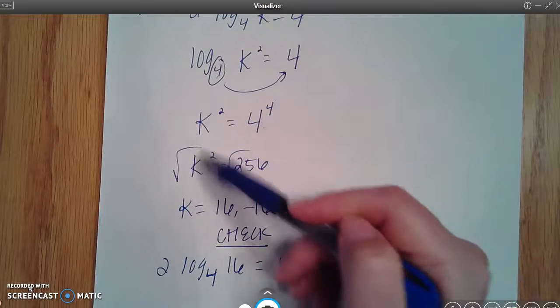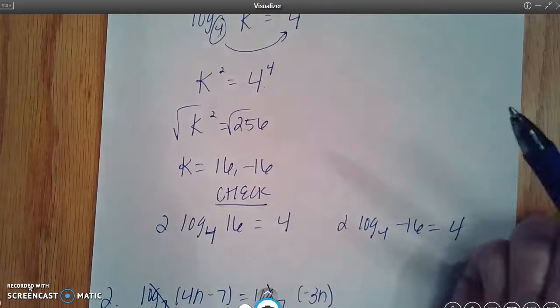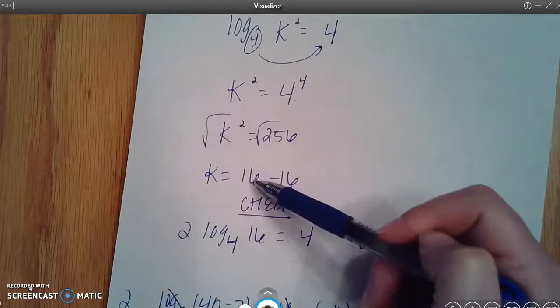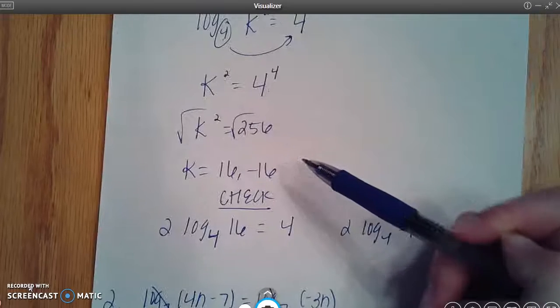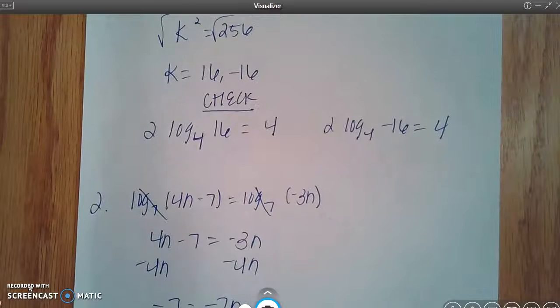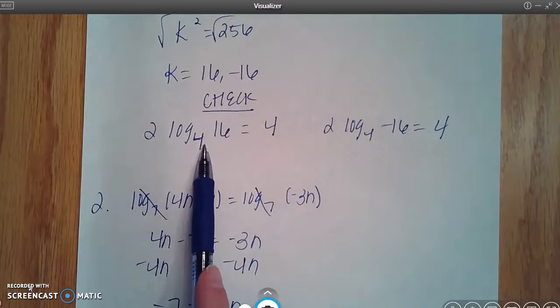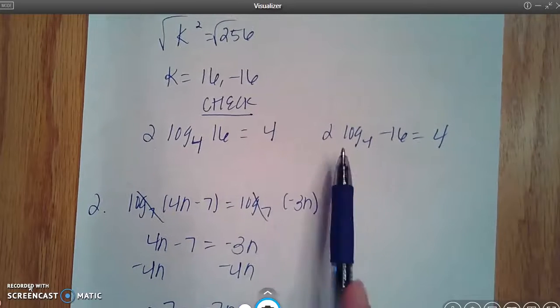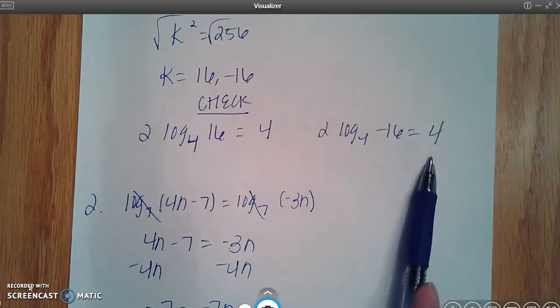And then to get rid of your power of 2, you take the square root of both sides. Now remember, when you take the square root of something, you get both a positive and a negative answer. From here, you need to go through and check both answers work. So if I were to plug it back into the original, you get 2 log base 4 of 16 is equal to 4, and 2 log base 4 of negative 16 equal to 4.